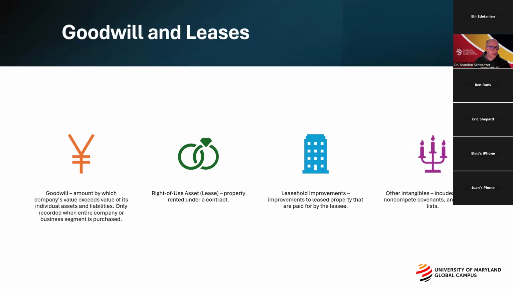And then you might also see an account called goodwill on your balance sheet. Goodwill is the amount by which the company's value exceeds the value of the individual assets and liabilities. Sometimes a company will pay more than what the asset is actually worth for the use of that asset. And if we pay more than its book value, that difference is called goodwill. So it's just important to know what that is.